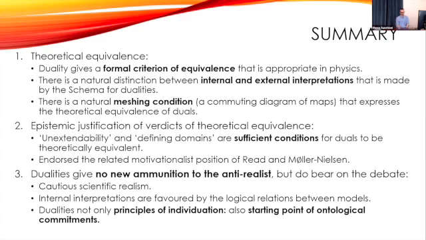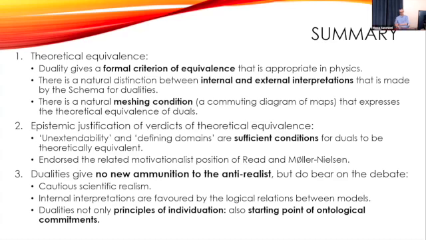There's also a natural meshing condition, a commuting diagram of maps that expresses the theoretical equivalence of duals, as we saw. So there is a way to formalize what we mean by theoretical equivalence, how that interpretative notion should match with our notion of isomorphism. We have discussed the epistemic justification for verdicts of theoretical equivalence. I gave two conditions that are sufficient to make these kinds of verdicts, and the conditions were extendability and defining domains. I also endorsed the related motivational disposition of Reed and Miller-Nielsen.